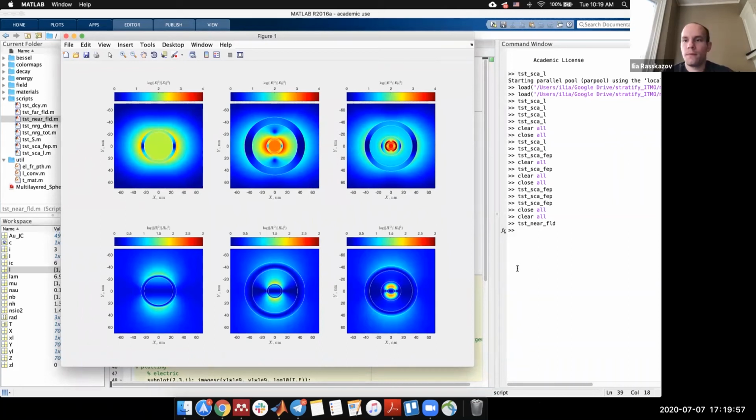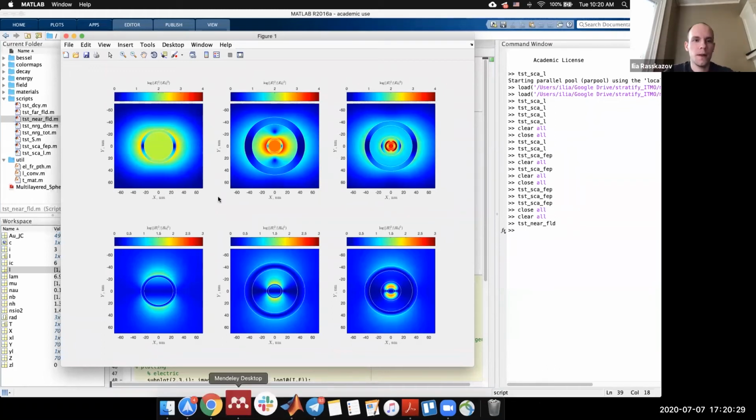So essentially, this script is just to show you that you really can do anything. You can handle any configuration of multilayered spheres and get results. Yeah, just 1 minute. Yeah, okay, I know.